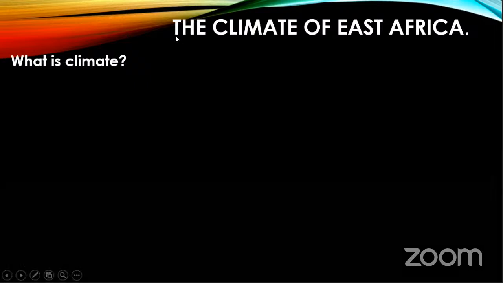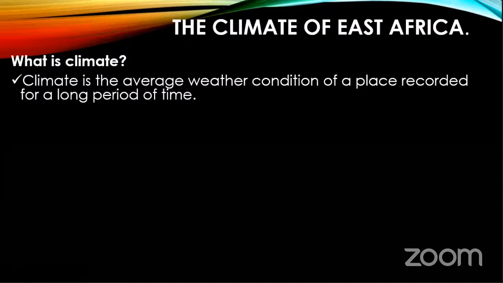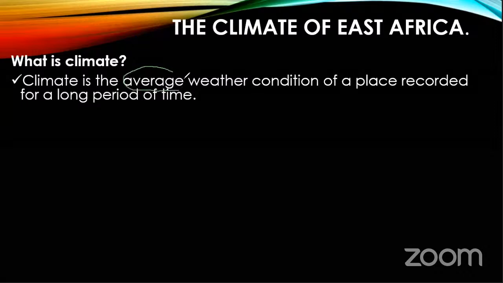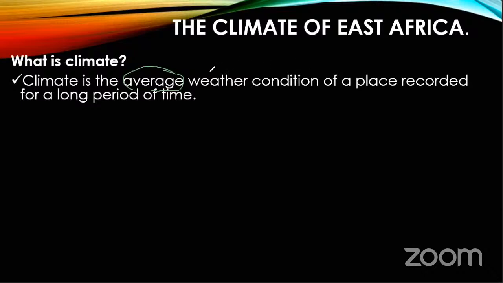So how can we define climate? Climate is the average weather condition of a place recorded for a long period of time. Some people say the long period of time should be an average of 30 years, like someone put it in the chat. That is all right. But what you have to keep in mind, the keywords here that you must have: one, average. This is a keyword, average. Every time you're defining climate, you must have weather condition, very key. You can't have a definition without them.